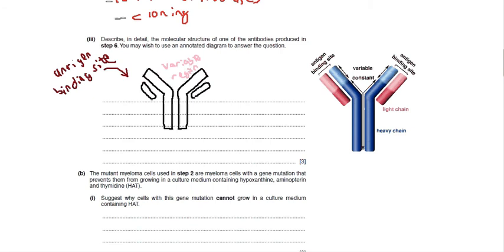We have these ones, heavy, and we have these ones, light. Light chains. Yeah, so I hope you understood the structure.